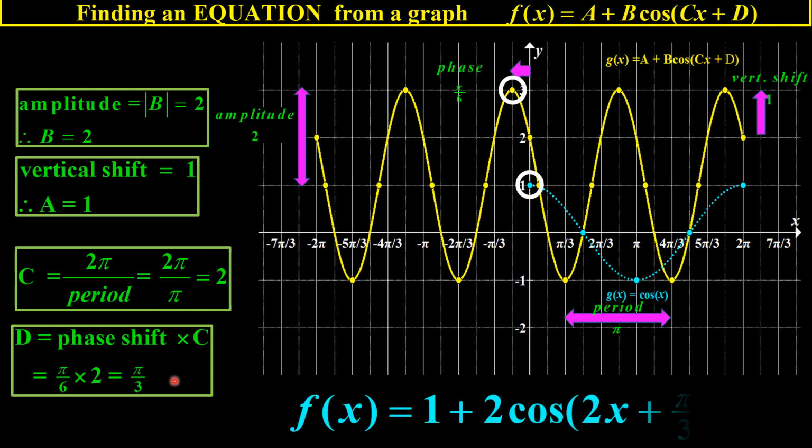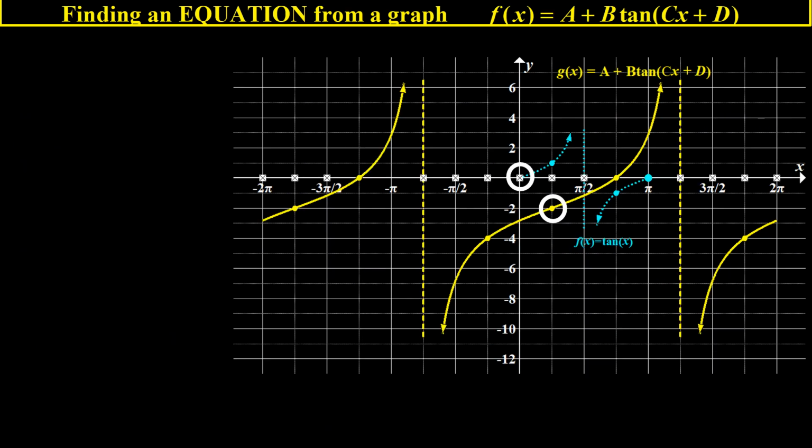And now I can just fill my values in. A value, we saw the a value is 1. And the amplitude is a positive 2 cos, and the period is a 2, the c is a 2, so that's 2x, and then my d value, we just worked out the d value, which is pi over 3. And there we found the equation for this function f(x).